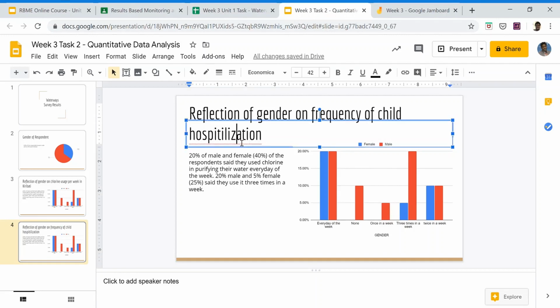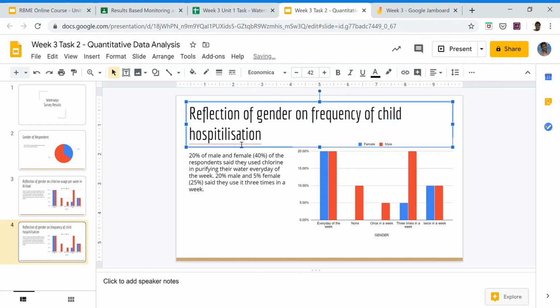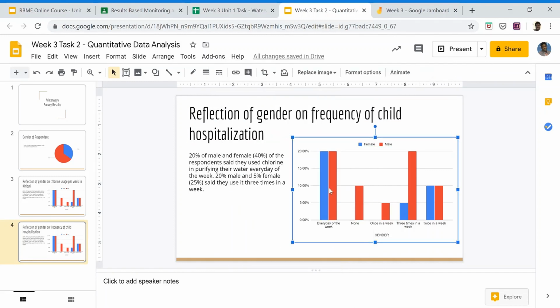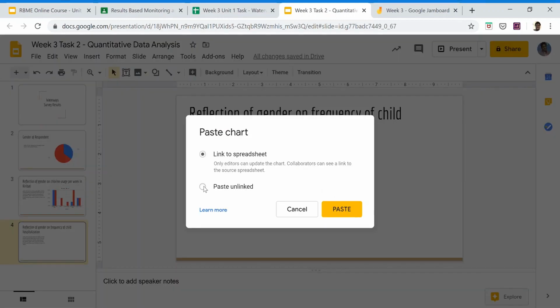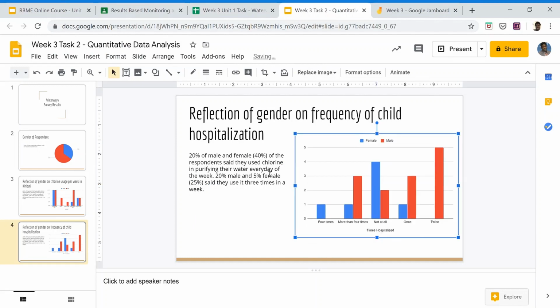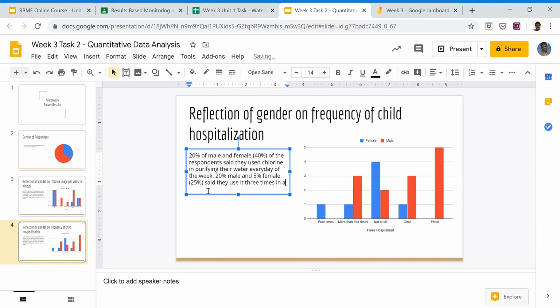So again, this is just for demonstration so that we understand what's possible and what's not possible. So I delete this and paste on linked, then I paste it, and I have this here. So let's see what's in the data. So male is red, blue is female.